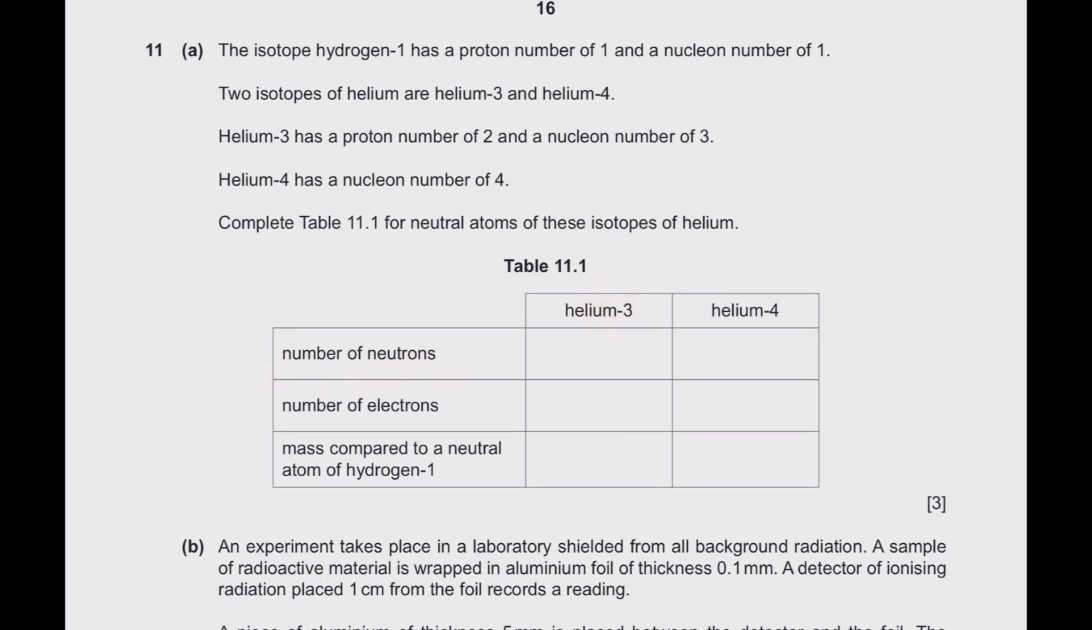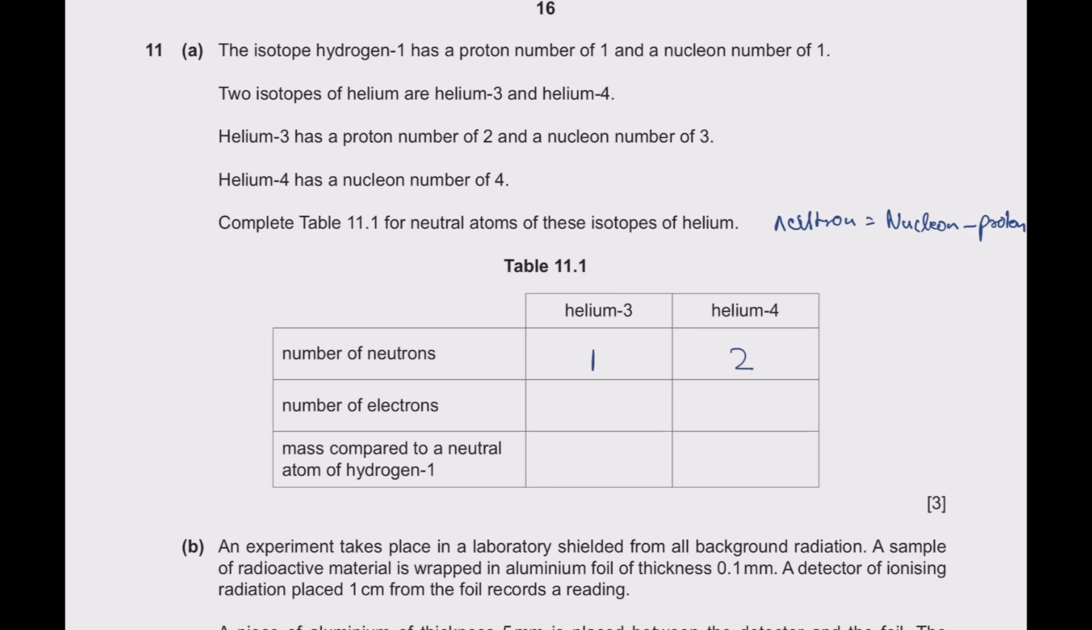If helium 3 is having 2 protons, it is given that helium 3 is having 2 protons, so the number of neutrons will be 3 minus 2, that is 1. And for helium 4, we know that the number of protons in helium is 2, and the nucleon number is 4, so the number of neutrons is 2, because the nucleon number is the combination of protons and neutrons, so neutrons will be nucleon minus proton.